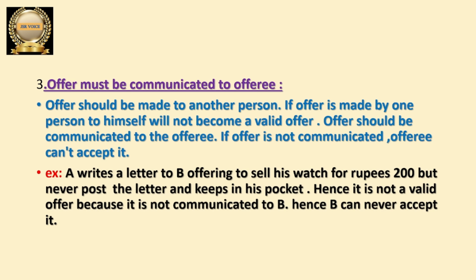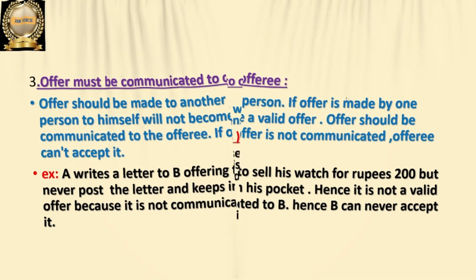A is writing a letter to B, but he has to post it. He did not post it. So how can B know about that offer? So here the offer is not communicated to B. So it is not a valid offer, because B can't accept it, because he does not know about the offer. Hope this is clear. Let us go to the next point.